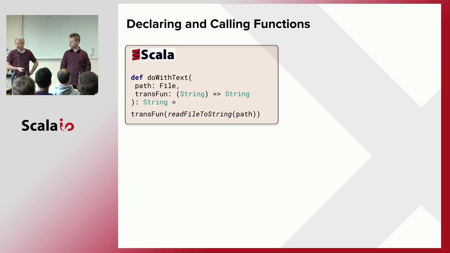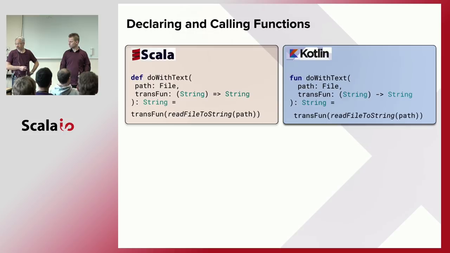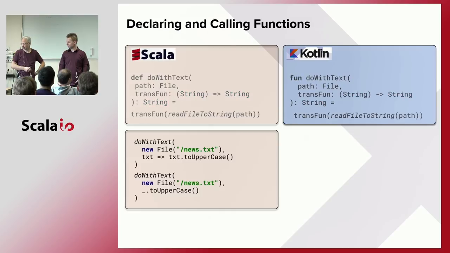So here we have Scala declaring a function, in this case a higher-order function, with the well-known function syntax, the arrow. In Kotlin, it's even hard to see the difference. Can you see it? It's the arrow. Of course, you need to have a mind for the difference. And in Kotlin, also the parentheses around the parameter type are mandatory, whereas in Scala you can omit them. But okay, I mean, it's just syntax.